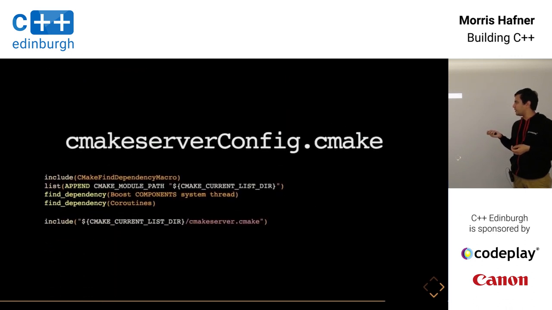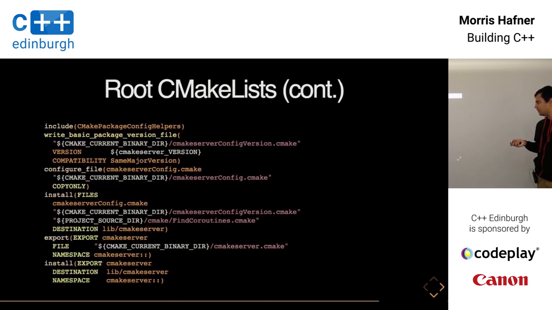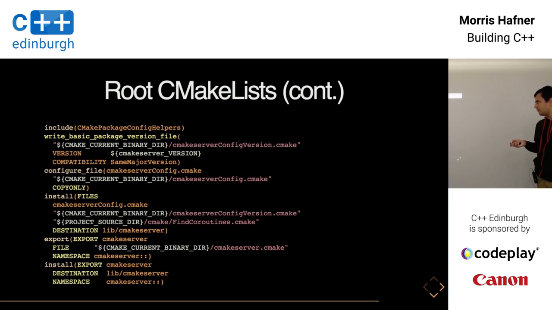So yeah, the CMake server config contains my dependency information. So I don't use find package in there. I use this macro called find dependency. So here I'm saying I want to add my installed find coroutines.cmake to my path. And then I look for boost, more specifically looking for system and thread. And then I'm looking for coroutines. And then I'm including the export set I just installed here.